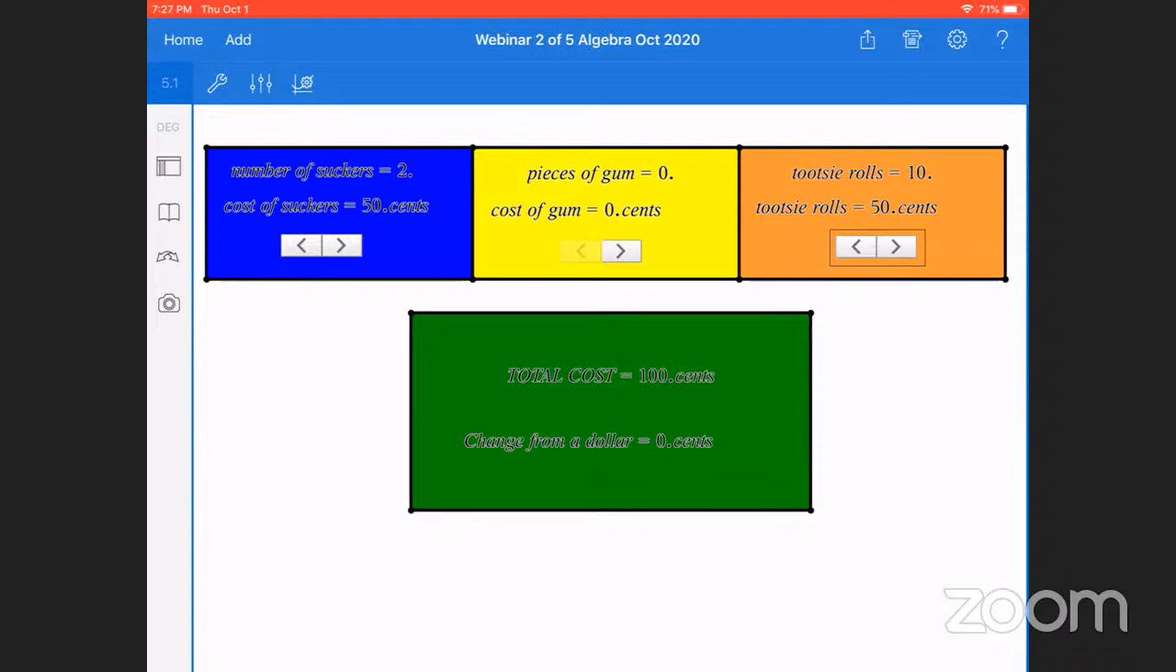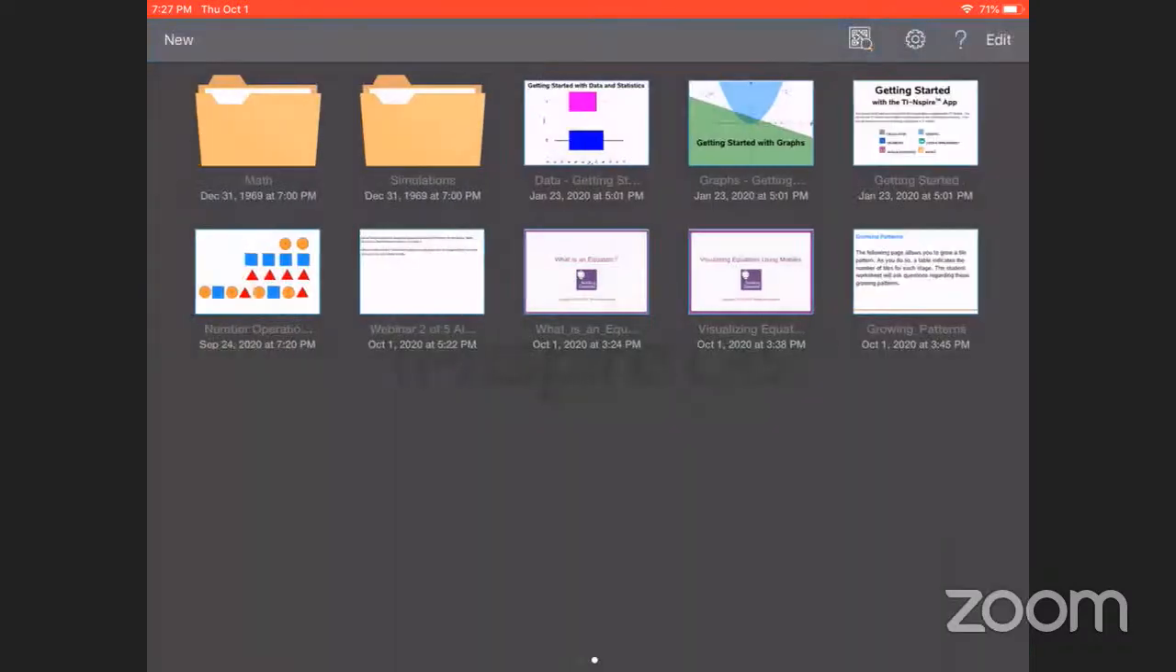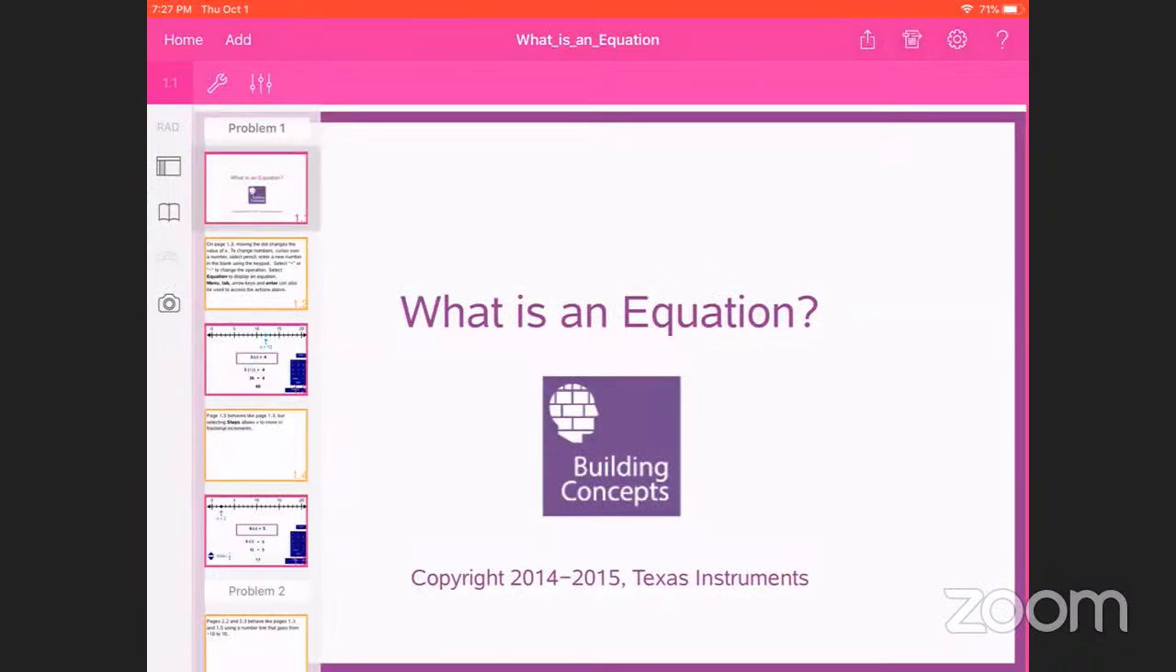So that kind of leads me into your section, Mike. So I am going to come out of my page by hitting the home key, and I'll go ahead and discard my changes. And then I'm going to take you to your section here on what is an equation.